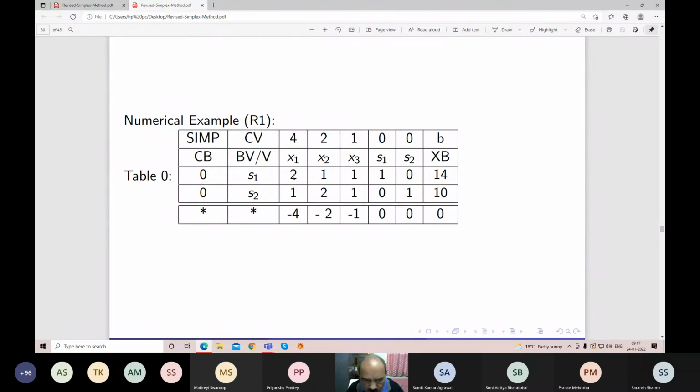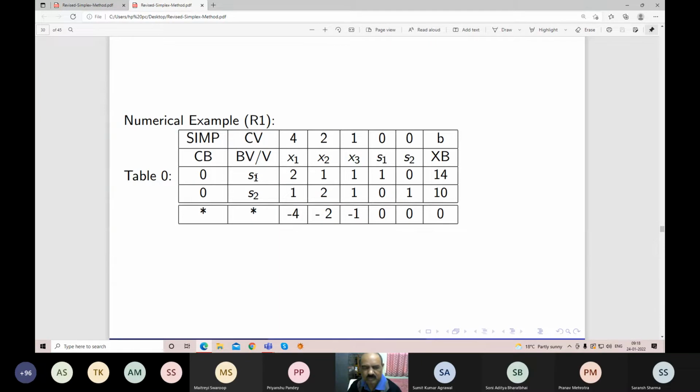So with respect to 2, x1 is entering. Which one will depart? S1 will depart. x1 is the entering variable, a non-basic variable, and in the next table it becomes a basic variable. S1 is a basic variable, and in the next table it will become non-basic. So the roles will change.